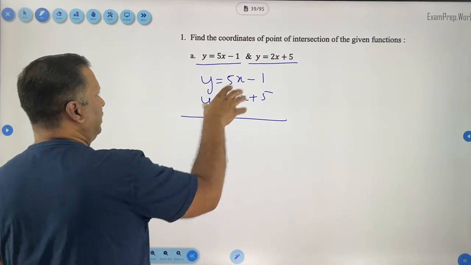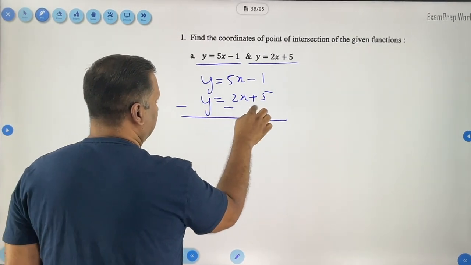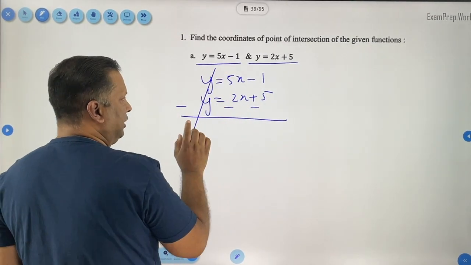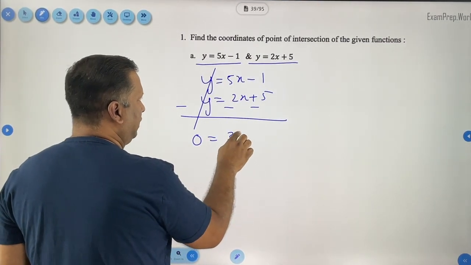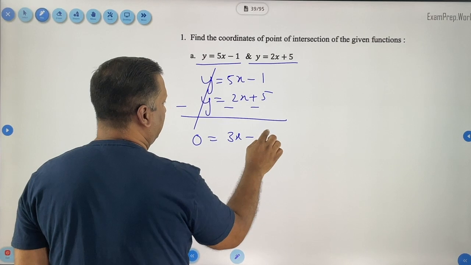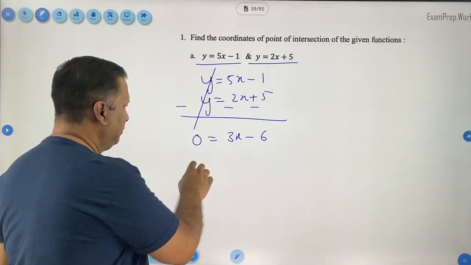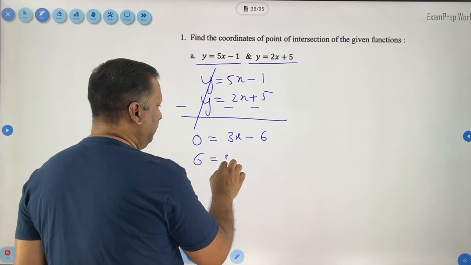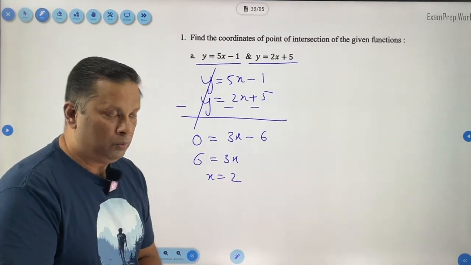Why am I writing this? Because I can subtract to eliminate y. Now subtract this. So y and minus y gets eliminated, it's a 0 here. 5x minus 2x is 3x, and minus 1 and minus 5 becomes negative 6, right? Now get this negative 6 over here. So it becomes positive 6 equals 3x, x equals 2, 6 divided by 3 which is 2.